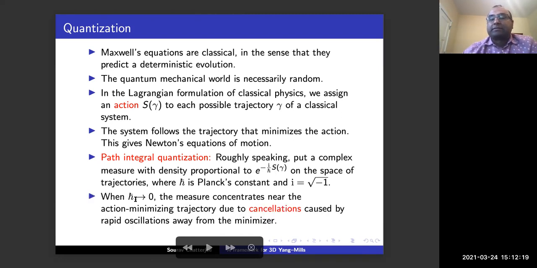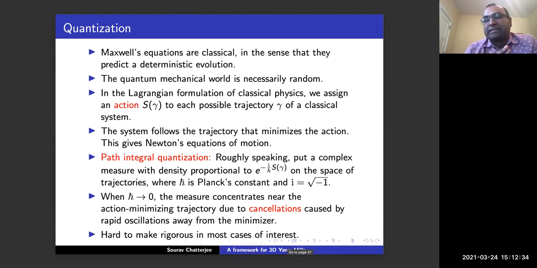And as Planck's constant goes to 0, which is this classical or semi-classical limit, the measure is supposed to concentrate near this action minimizing trajectory due to cancellations caused by rapid oscillations away from the minimizer. This is extremely difficult to make rigorous in most cases of interest, but this is roughly the idea behind path integral quantization.